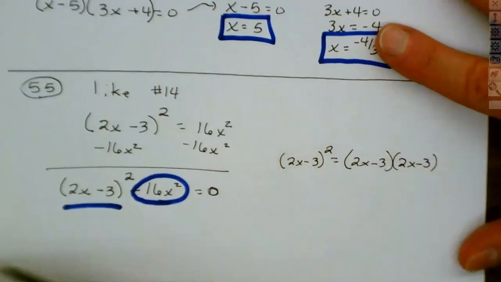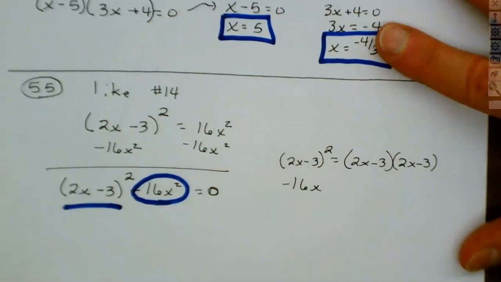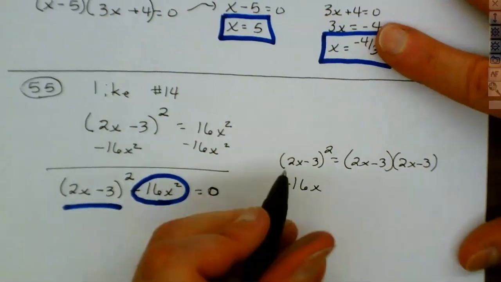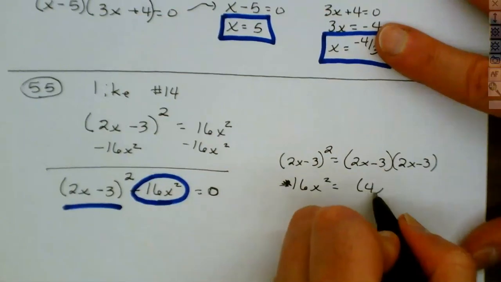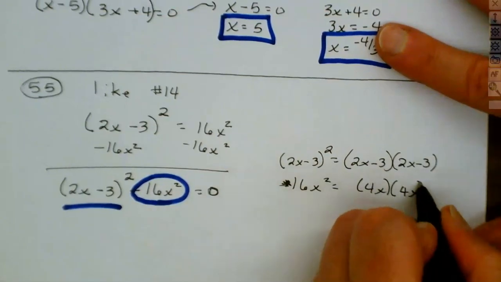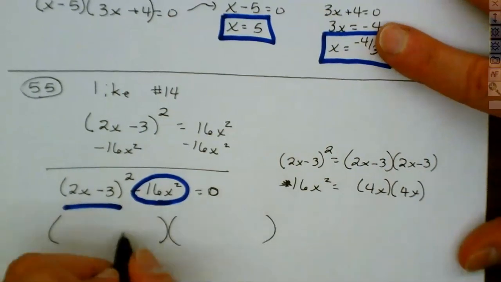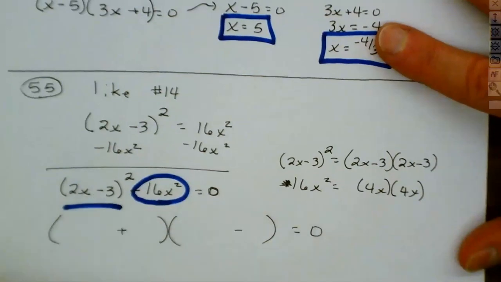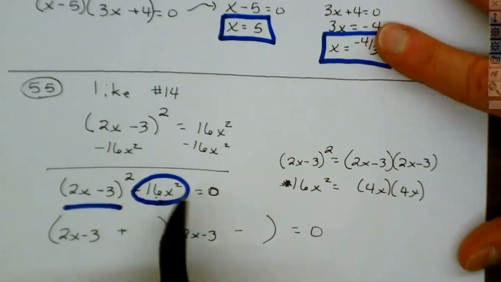2x minus 3, because it's quantity squared. And we know that 16x squared, let me get rid of the sign completely, factors into 4x and 4x. So how is this going to factor? Well, it is a difference of squares. That's the way we're looking at it. This breaks down into 2x minus 3, 2x minus 3, and that's 16x squared.